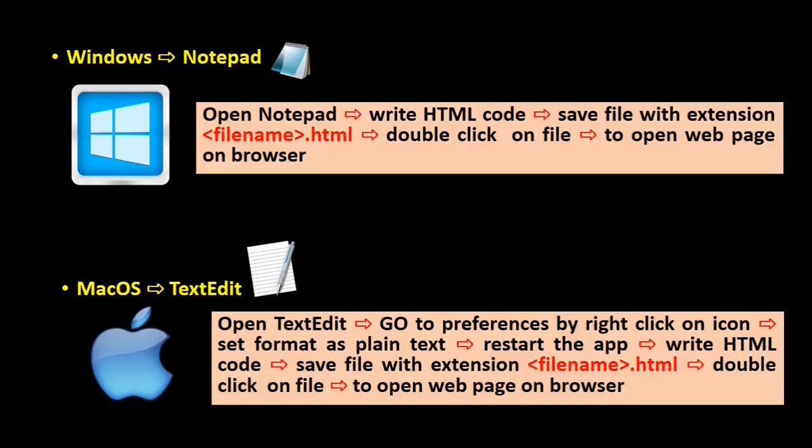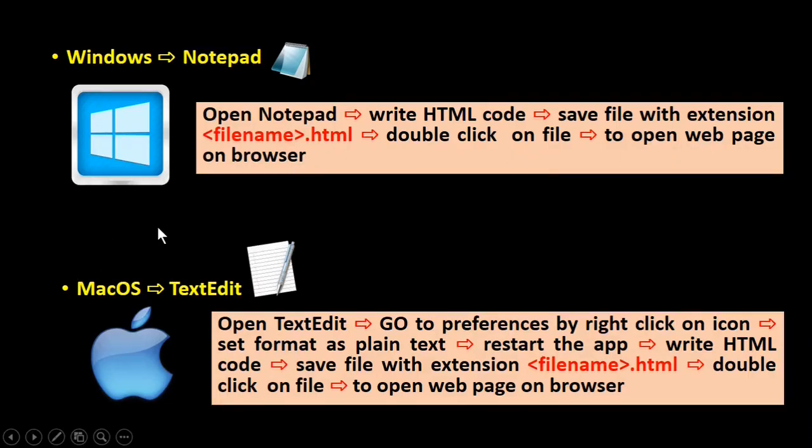Now let us see the editors used in the operating system. We have the Mac operating system and the Windows operating system. In Windows, the simplest editor is Notepad, and in Mac, the editor is TextEdit. First we will understand how to edit and run the HTML code on the browser with the help of Notepad. First we will open Notepad. Then we will write the HTML code. Then we will save that file with the extension filename.html. When that file is saved on the desktop or in any folder, we will double click on the file. The page will be opened in the web browser.